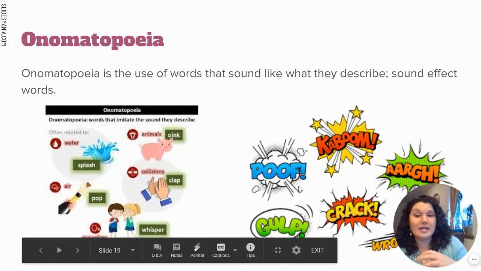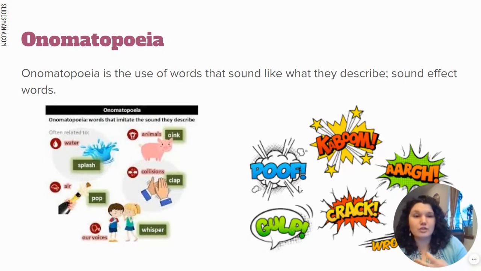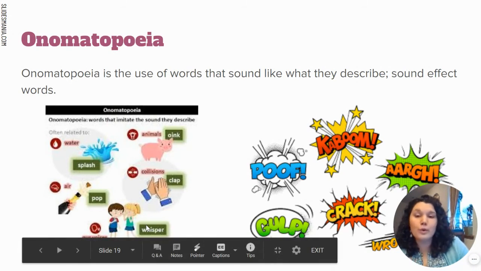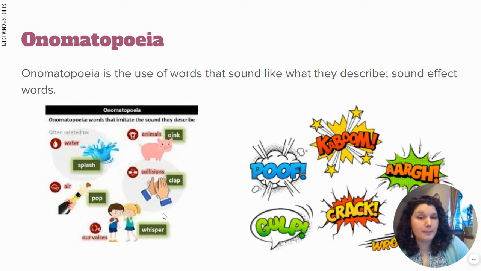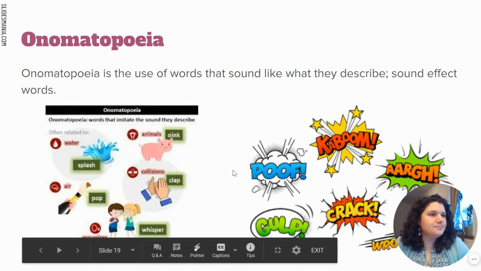So if you read graphic novels or comic books, then you probably see these. The boom, pow, crack, pow. Other ones, whisper, clap, pop. The word pop is supposed to sound like pop. Yeah, try it. Some of you can do that cool water thing. I can't do that.